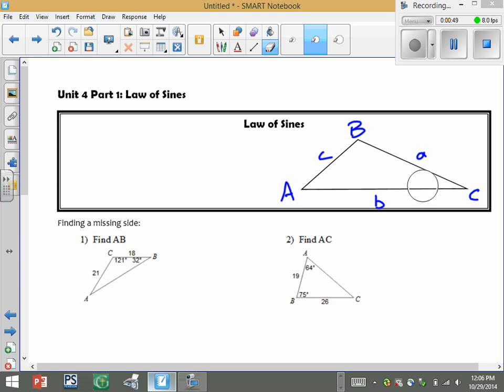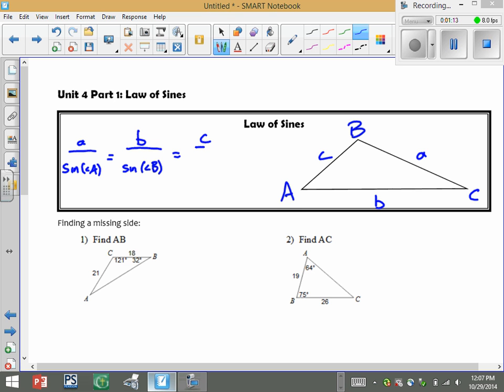Just like we saw with trigonometry, there were ratios, and there are still ratios with the law of sines. Side A divided by the sine of angle A is equal to side B divided by the sine of angle B. Let me clean that up a little bit. That's also equal to side C over the sine of angle C. So we're able to pick and choose which two pieces of this setup we want.